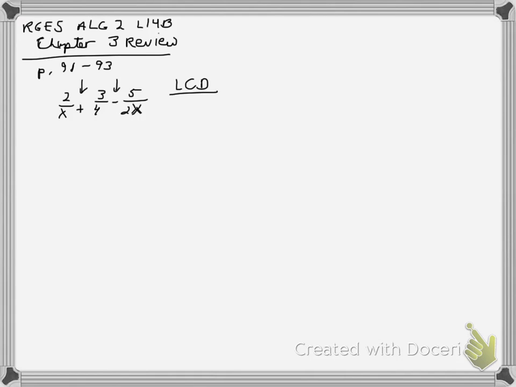So the least common denominator here would be 4x. Hopefully you can see that very quickly. And then you would have to make sure that that becomes the denominator for each one of these fractions by multiplying, canceling the current denominator into the least common denominator, and then multiplying each numerator, then gather like terms.